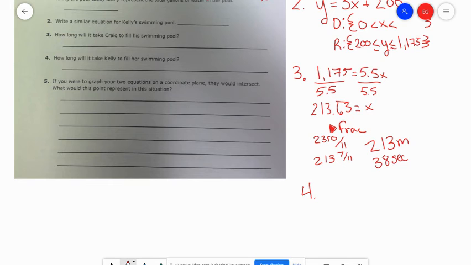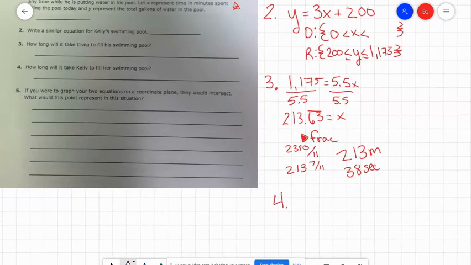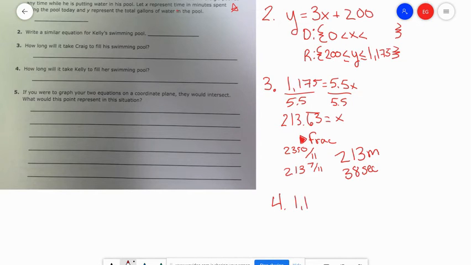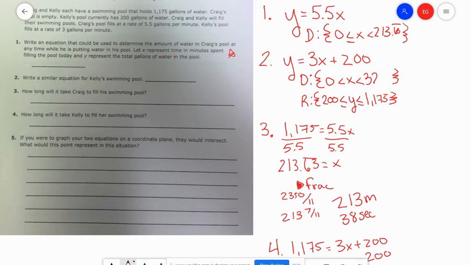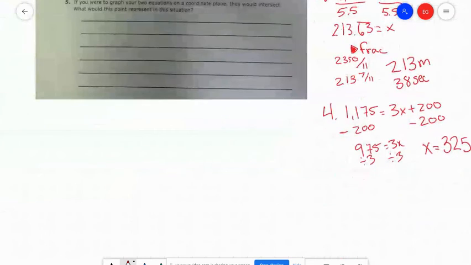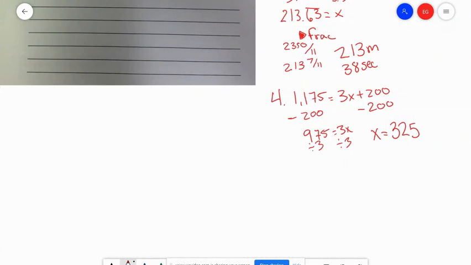Number 4, how long would it take for Kelly to fill her pool? So we're going to take the same equation, 1,175, because that's how much capacity the pool has, is equal to 3x plus 200. Get x by itself, so subtract 200 from both sides. We'd have 975 is equal to 3x. Divide both sides by 3, and you'd get x is equal to 975 divided by 3 equals 325. So it would take 325 minutes, which now makes this the upper domain of that function. So that is how long it takes to fill up this pool.